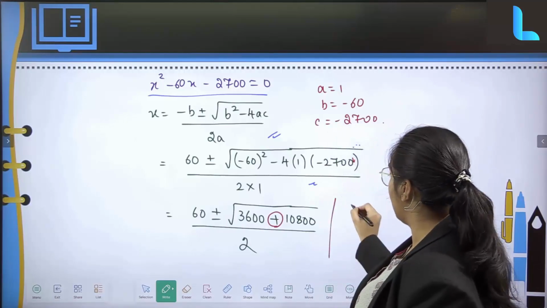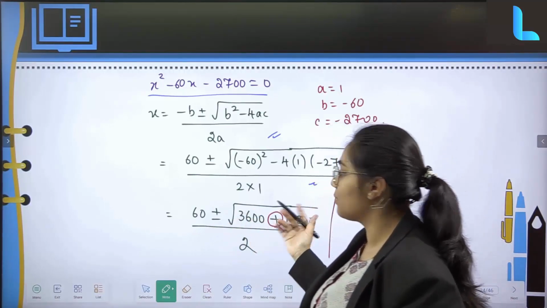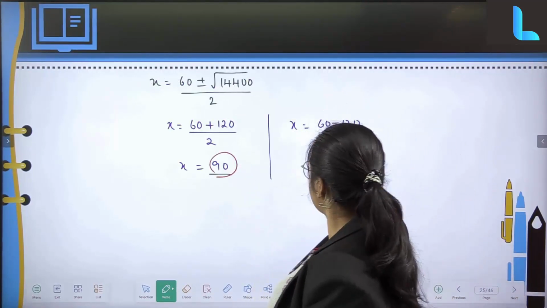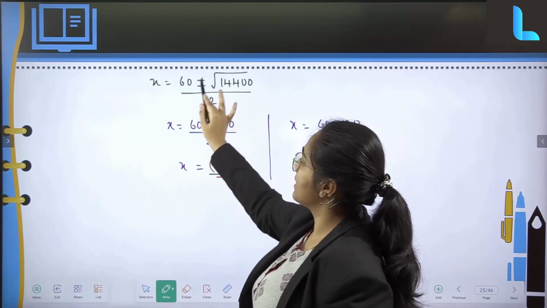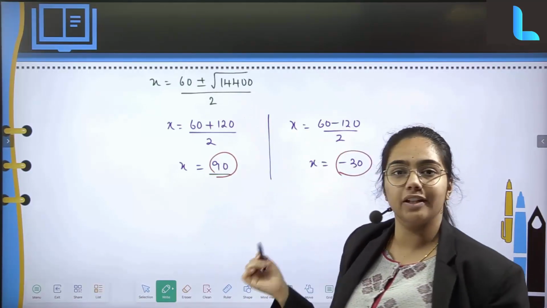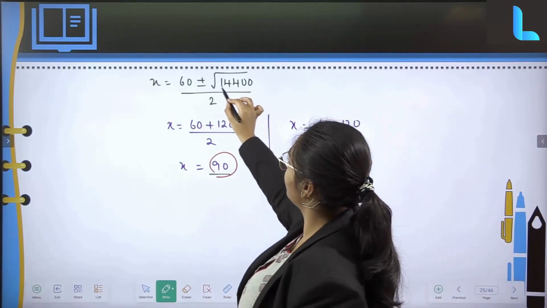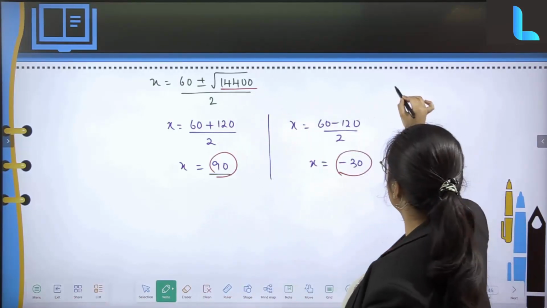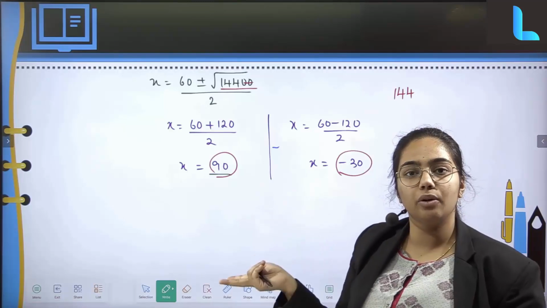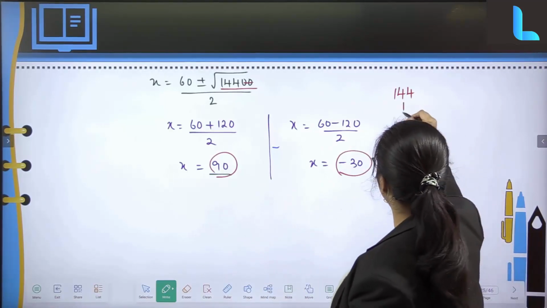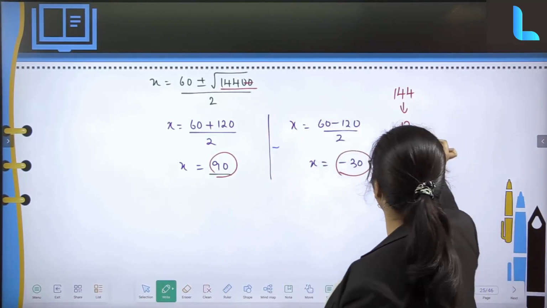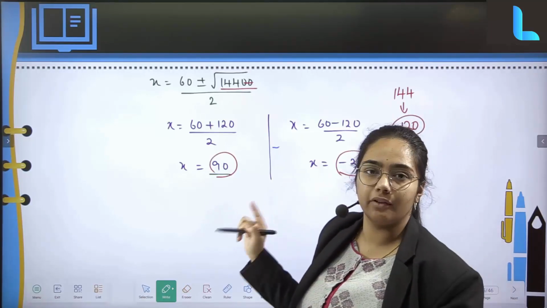If you just break this, you'll get two equations, that is 60 plus within the root and 60 minus within the root. I will be having two roots. So, 60 plus or minus within the root 14,400. So 14,400 is a perfect square of 120. It is not necessary that you have to remember all this. Ignore these 2 zeros for now. So 144 is there. 144 is the perfect square of 12. You have 2 zeros. If you remove 2 zeros, it becomes 1 0. That is how 120 is going to be the perfect square.